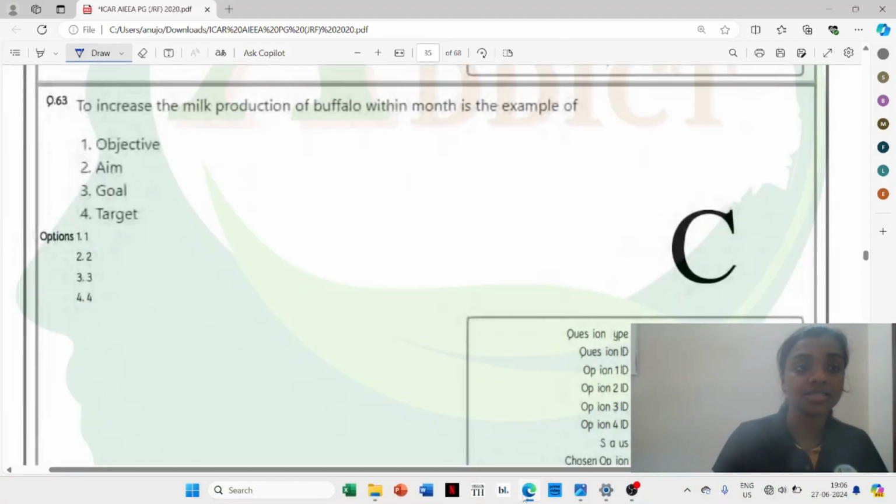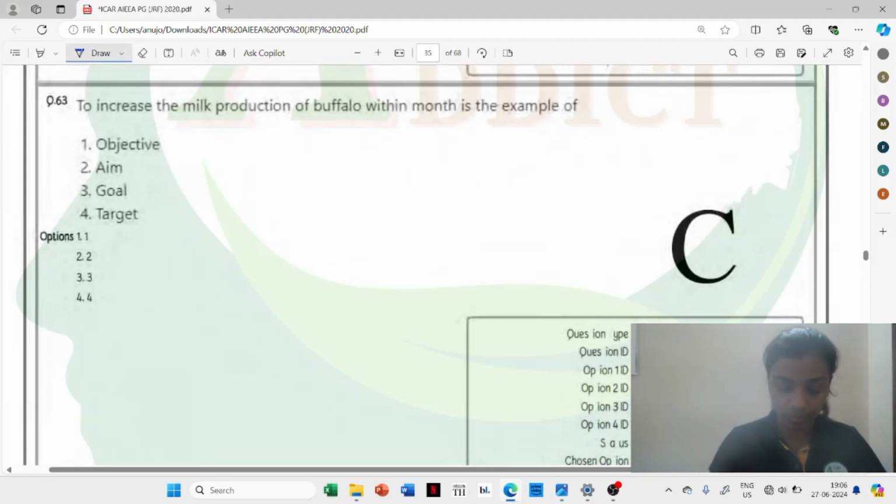The next question is, to increase the milk production of buffalo within one month is an example of objective, aim, goal, or target. Here, within one month means a time period is specified. You know the definition of goal, which is the distance in any given direction one is expected to go during a given period of time. So time is specified in goal. So here the answer is goal.